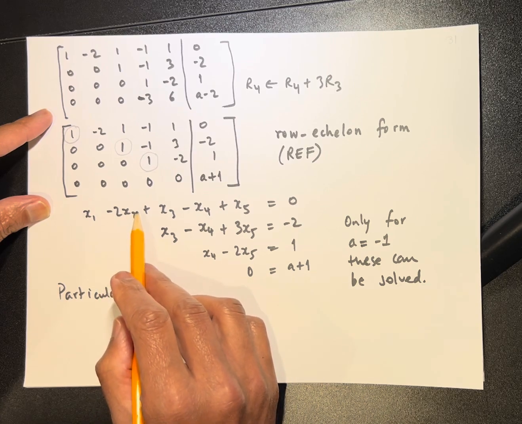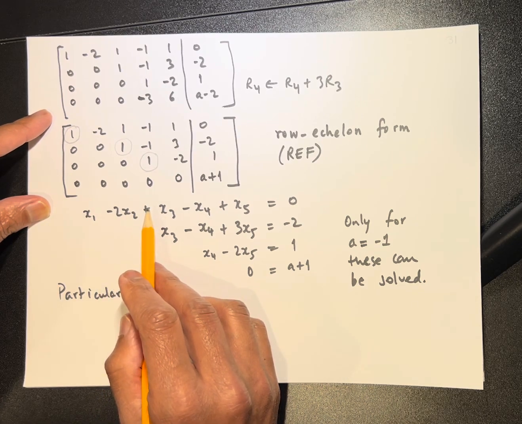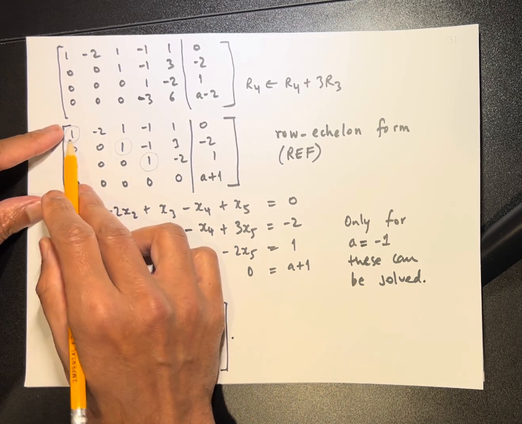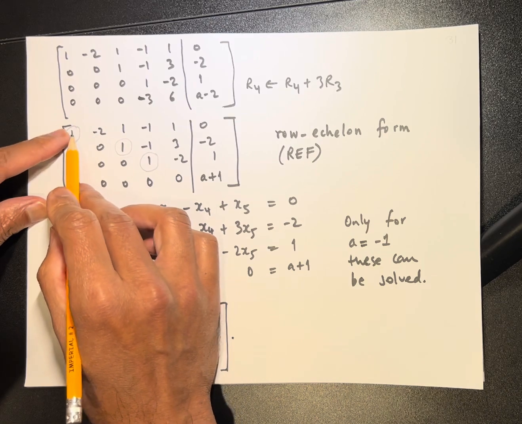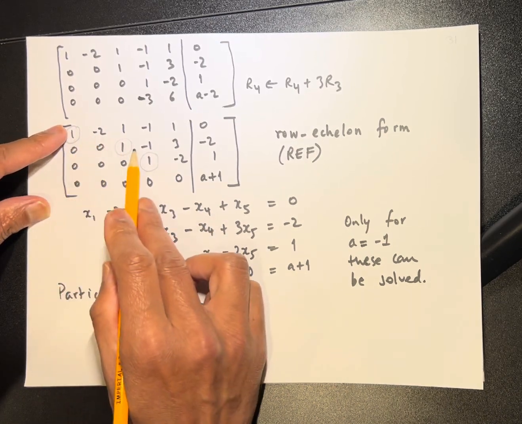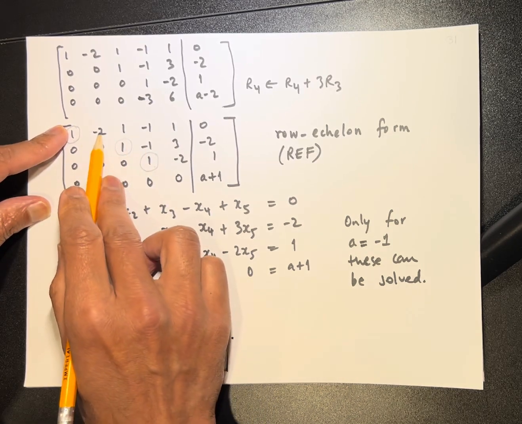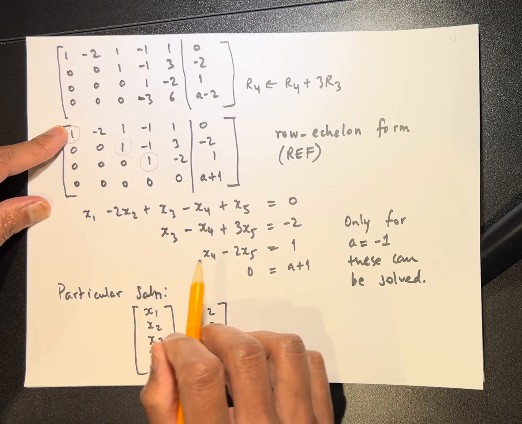Then there is a remark about basic and free variables. The variables corresponding to the pivots in the row echelon form are called the basic variables. So in this example, x1, x3, x4 are the basic variables, and the other variables, which are x2 and x5, are free variables.